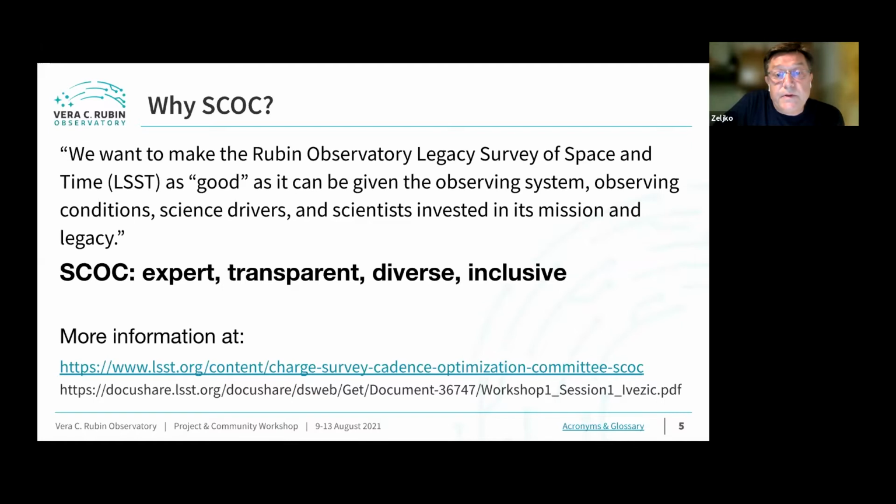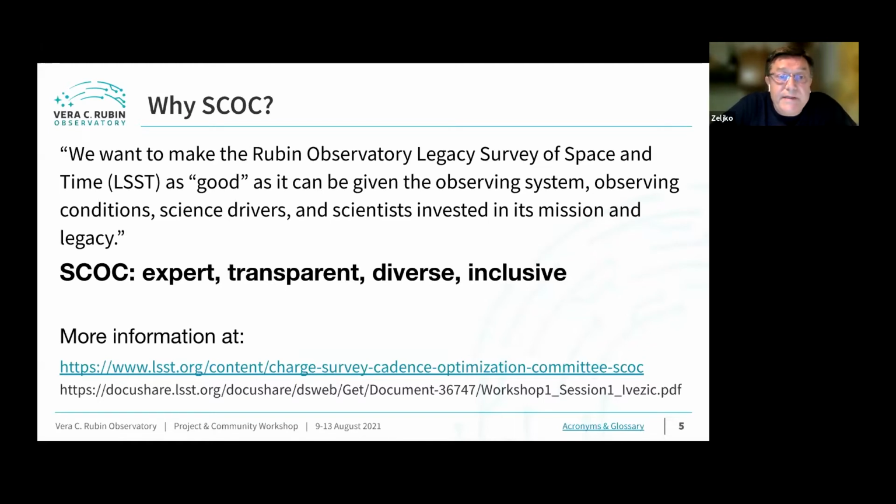But we also realized that now that we understand the system better, and given that science is evolving, and given many excellent ideas that came from the community on how we could improve this baseline cadence, it is worthwhile now to go through the process of final optimization of our baseline cadence, the cadence with which we will start the survey. Of course, eventually, we will know much more about the system itself. We will know much more about how we perform. So we will continue improving and changing this cadence, this strategy. But for now, we need to have something to start the survey with.